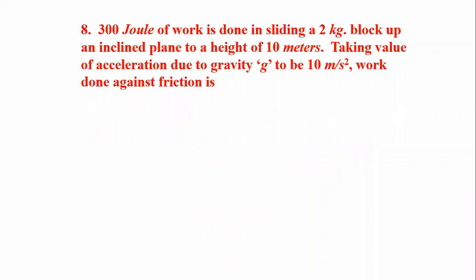It is given that 300 joules of work is done in sliding a 2 kg block. The block is moved on an inclined plane to a height of 10 meters. Taking the value of acceleration due to gravity, g, as 10 meters per second squared, the work done is to be calculated.